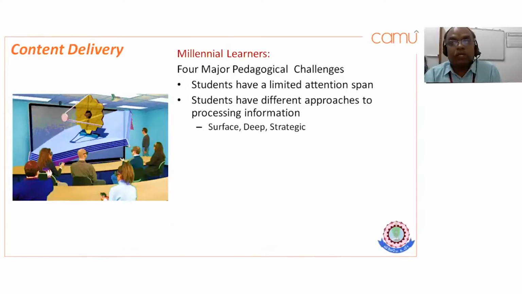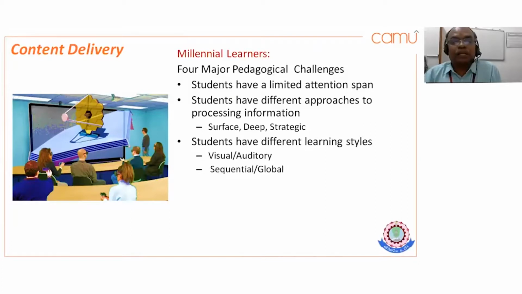Then only can we go into the higher order thinking skills, and only then can we meet the requirements of engineering graduates. The third challenge is that students have different learning styles, in 4 different ways. I'm going to look at it here. Whether the learners are visual or auditory. Then whether they are sequential learners or global learners, whether they are active learners or reflective learners, whether the learners are sensory or intuitive.